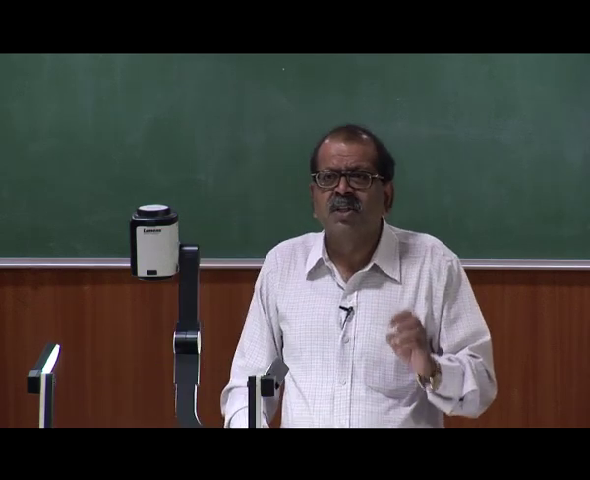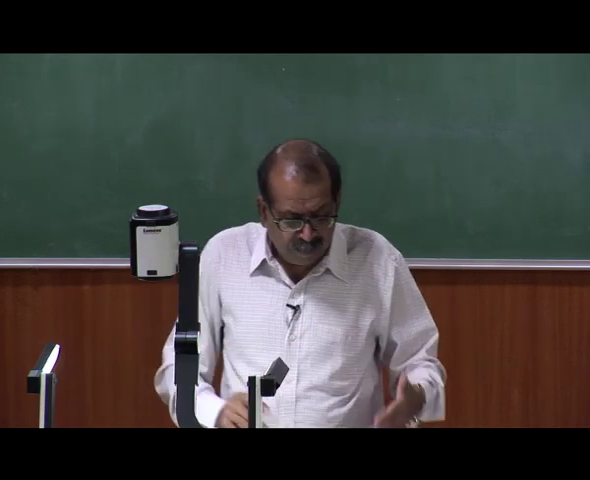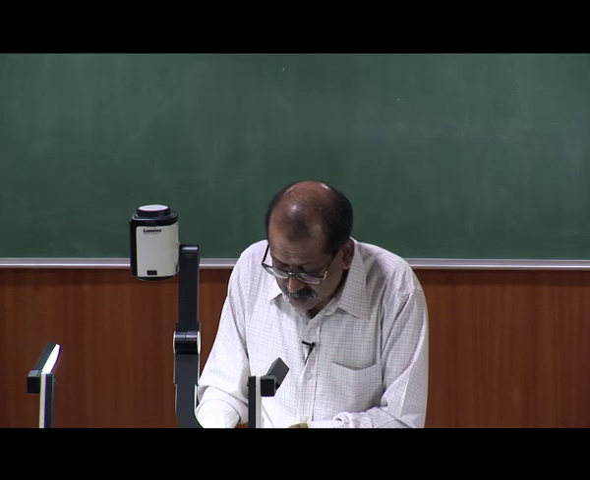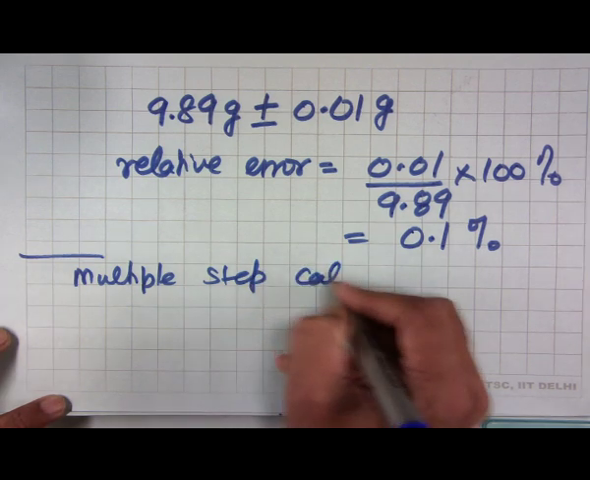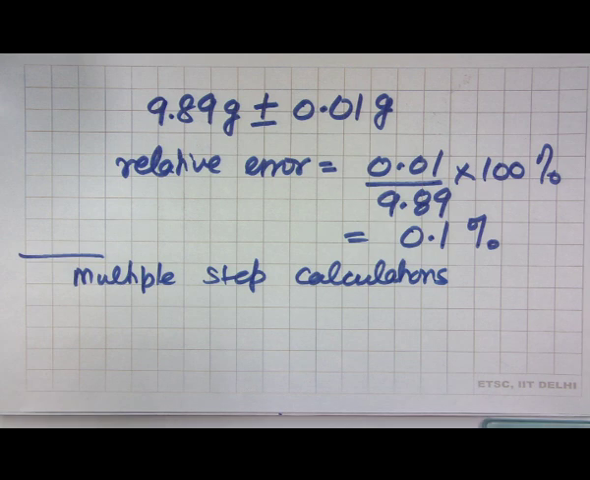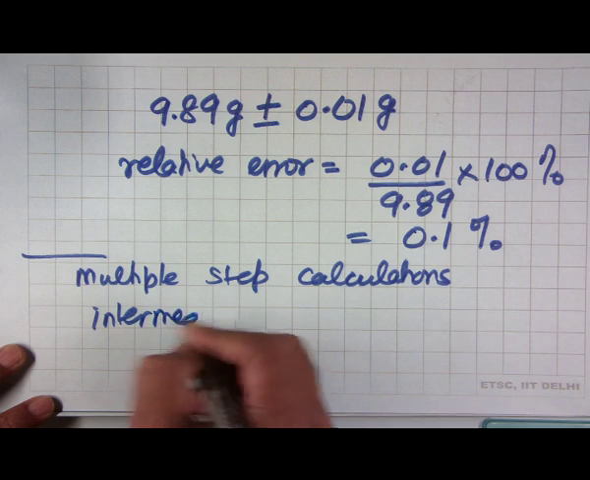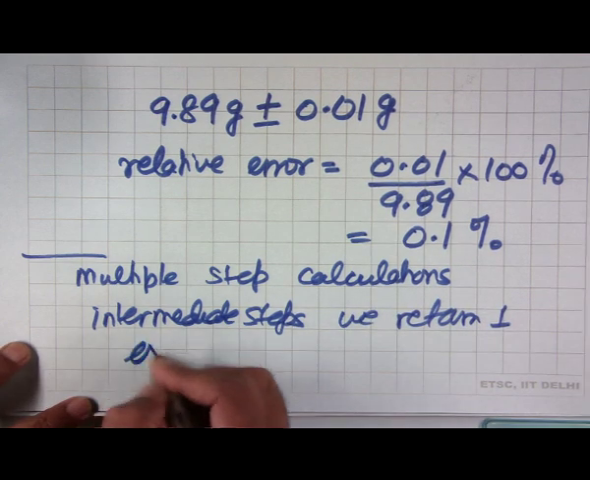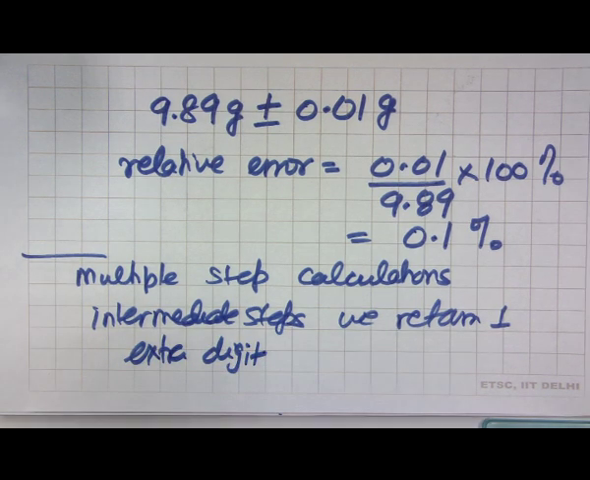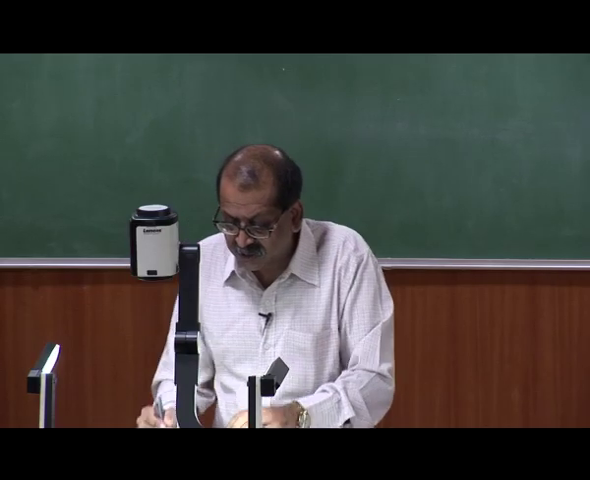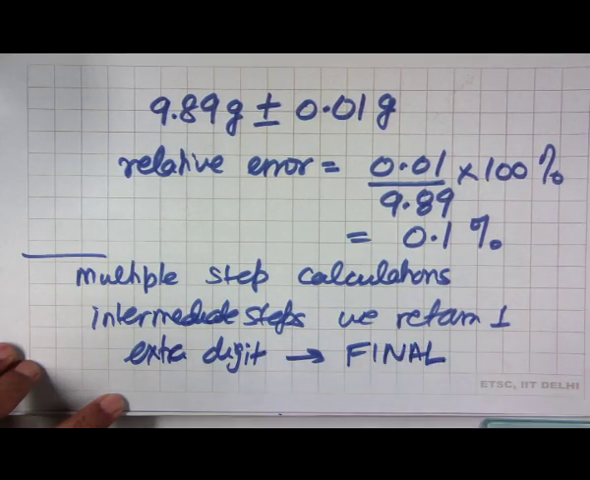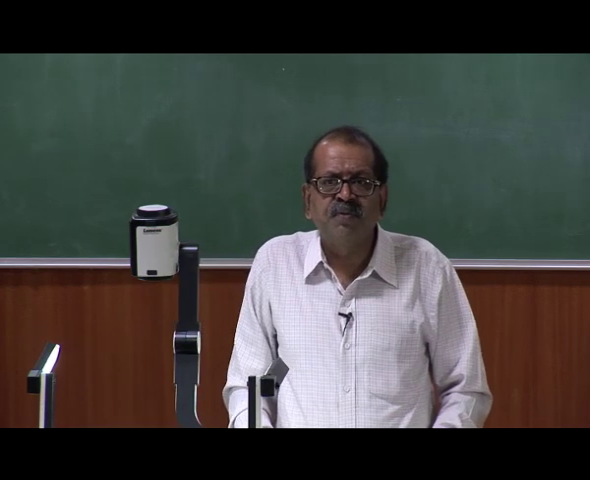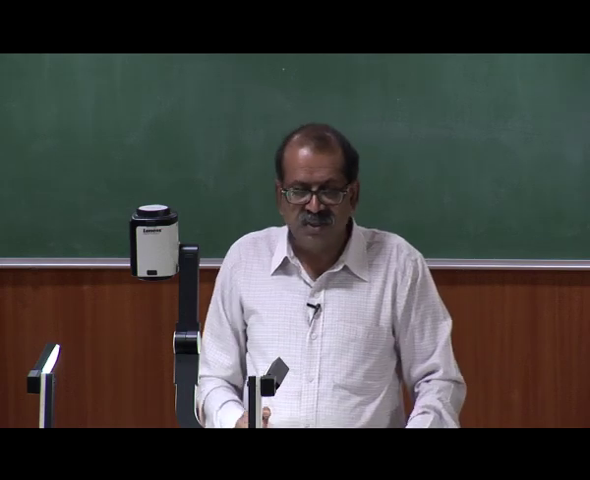Now, there is another rule which we use. We should keep this in mind when we have multiple step calculations: in the intermediate steps we retain 1 extra digit to take care of errors which could creep in because of multiplication, division, etc. We keep 1 extra digit, and in the final answer we will follow the rules. So, when we write the final answer, we keep the number of significant digits as per the rules which we have defined, but in the intermediate steps we retain 1 extra digit. Thank you.